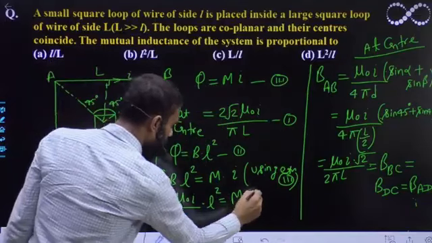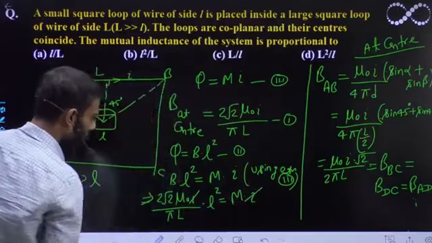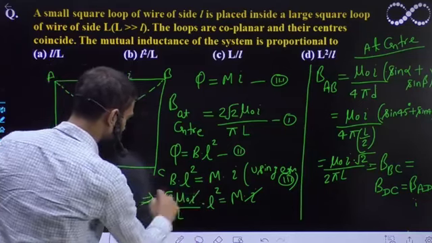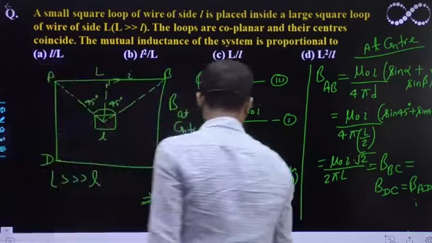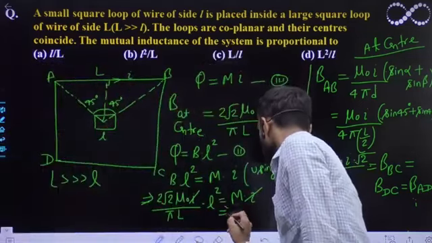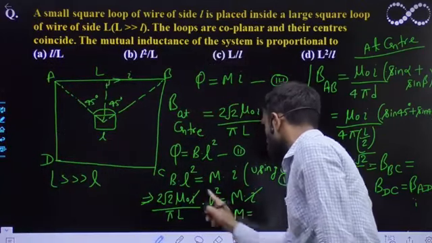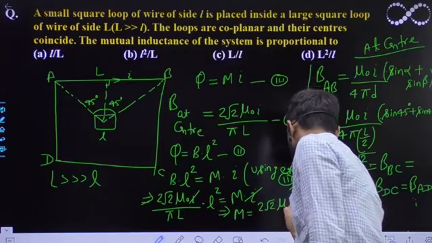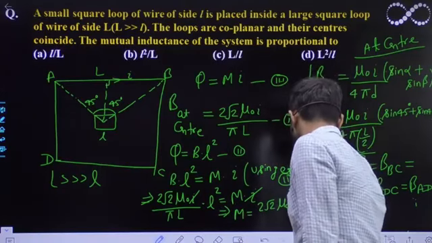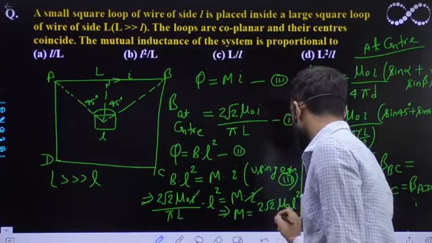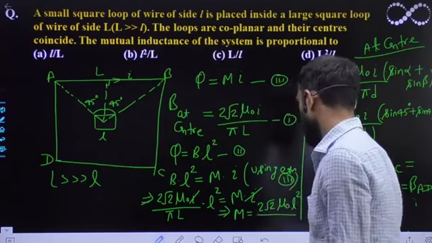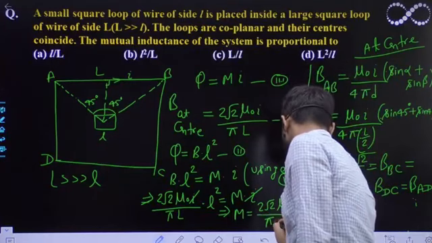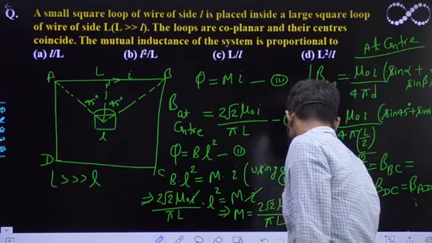So see, I will get cancelled out. So M will come, and l square will go to this side. So from here I can say the M you will get here is 2 root 2 mu naught l square upon pi L. So this will be the answer.